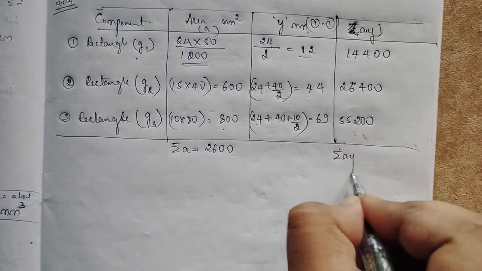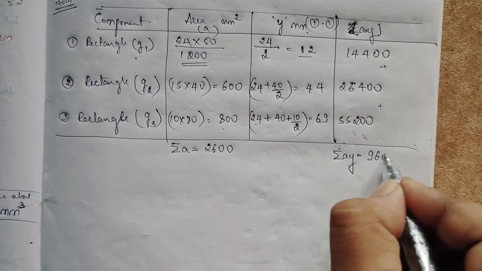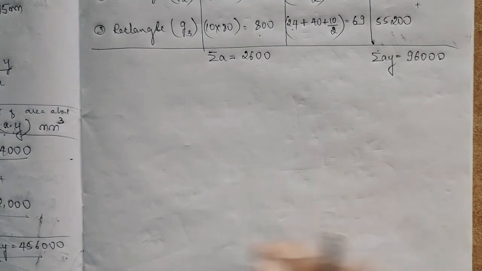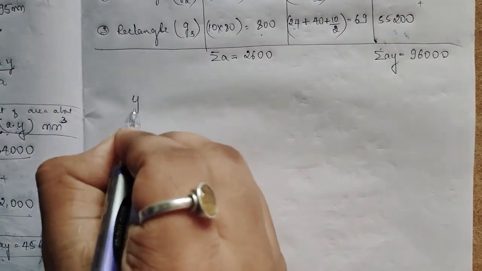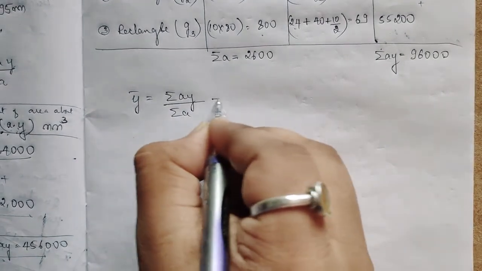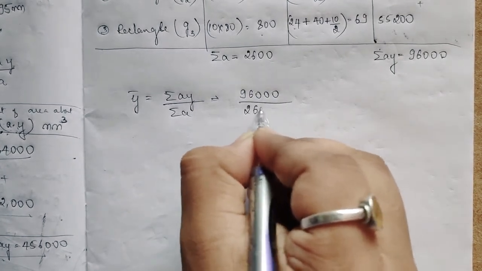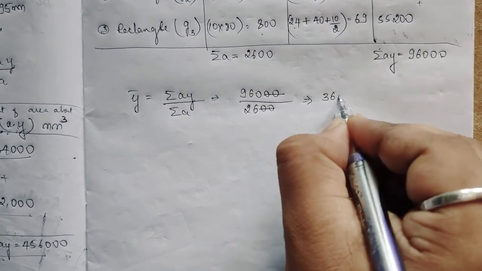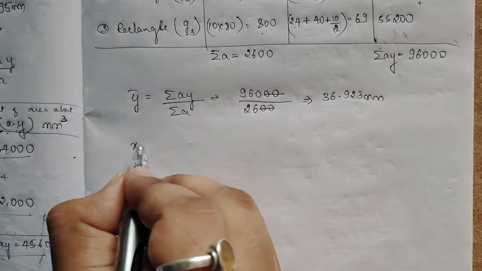Now summation of a into y add ಮಾಡ್ರಿ, ಎಲ್ಲ ಆ್ಯಡ್ ಮಾಡಿದಾಗ ಏನಾಗುತ್ತೆ 96,000. Okay, so we can find the y bar now. So y bar is nothing but summation of a into y divided by summation of a, that is 96,000 divided by 2600, so it will be around 36.923 mm.